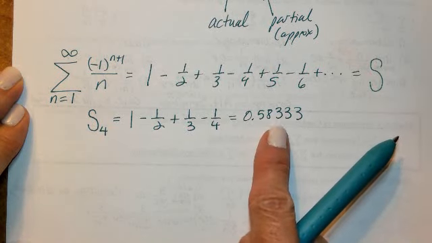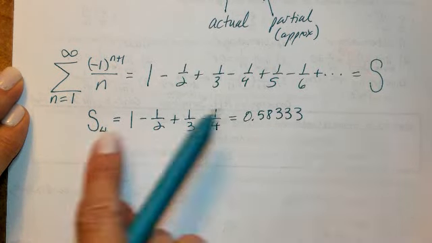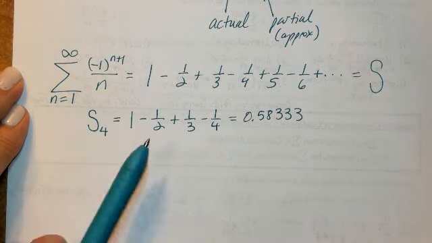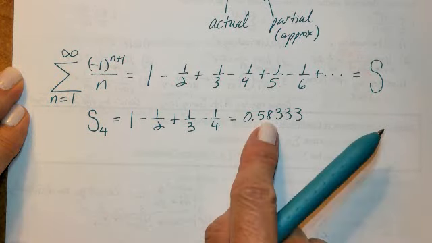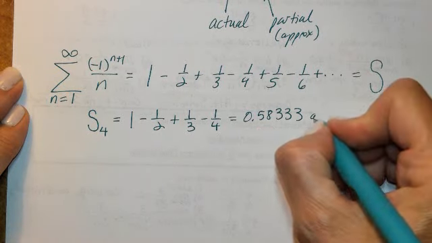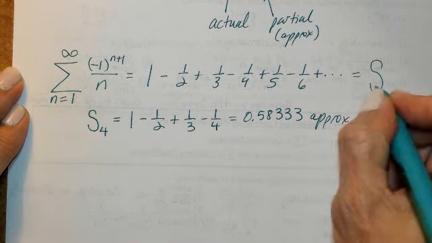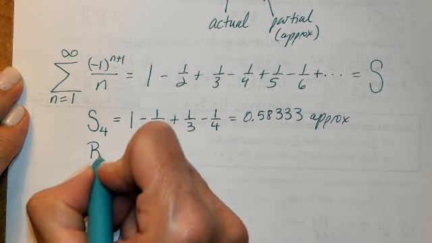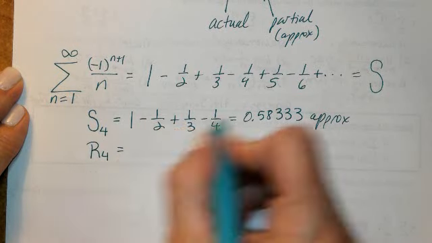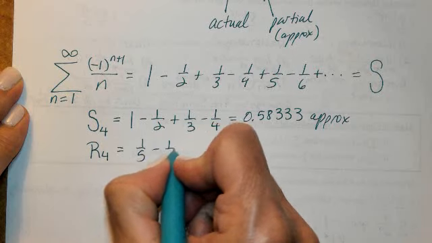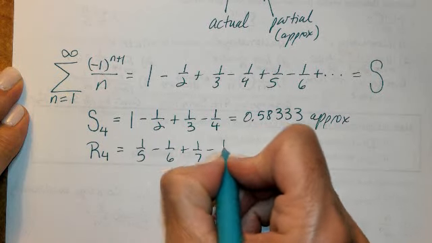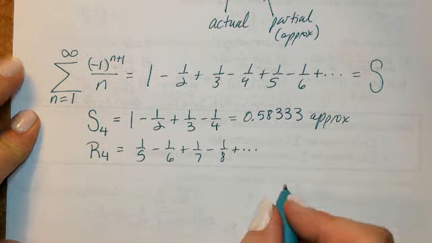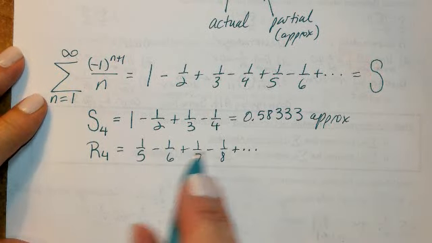That's the approximated sum. My question is, how good of an approximation is that? This is just my approximation for S, for the whole thing. The remainder here, you guys, would be 1/5 minus 1/6 plus 1/7 minus 1/8, and I would have to keep on going. So I'm not going to be able to type that into my calculator because it keeps on going. But that's my remainder.